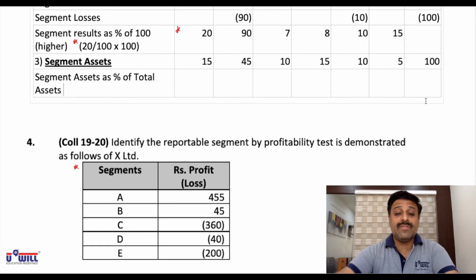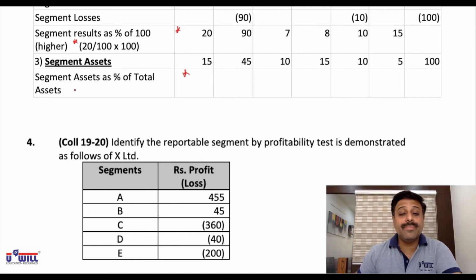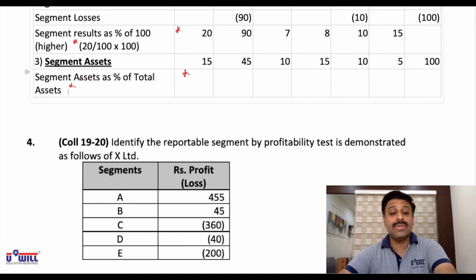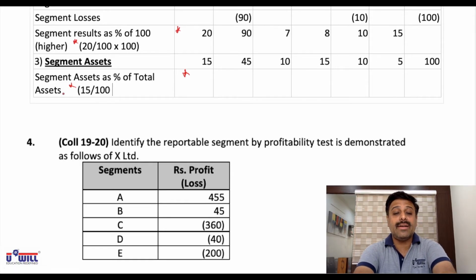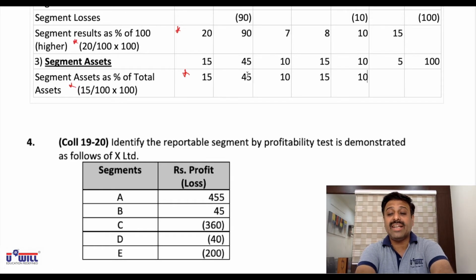So how would you find that? First calculation I'm showing over here, as we did for the other ones also, same way. First one, 15 divided by 100 into 100. So that will come to 15% only. You do it in calculator as 15 divide 100 and percent, you get 15. Then directly 45 and percent, you get 45. Then directly 10 and percent, you get 10. 15 and percent, you get 15. 10 and percent, you get 10. 5 and percent, you get 5.